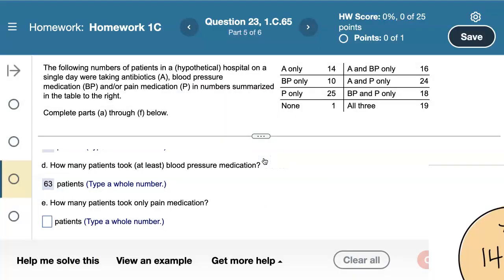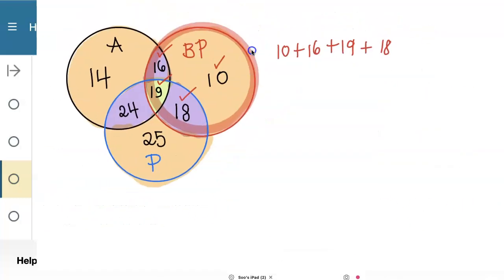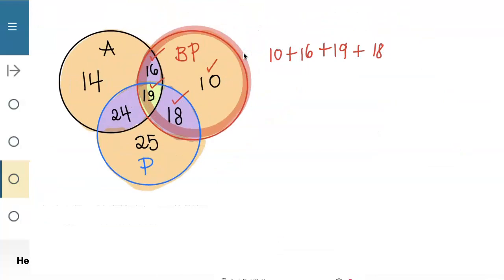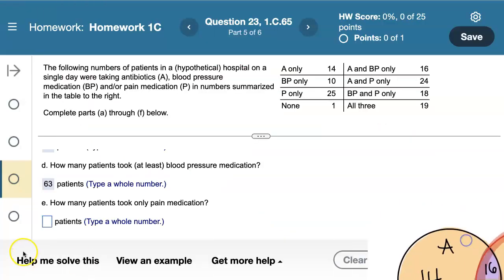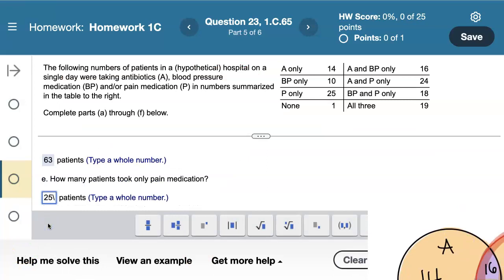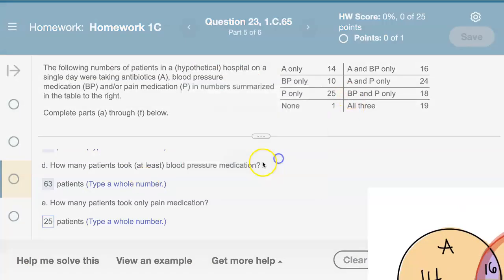Part E, almost done. How many patients took only pain medication? So I'm back to my chart, erasing some of these. So only pain medication. So the section that I have is this right there, okay? So 25 people took only pain medication. So that would be 25.